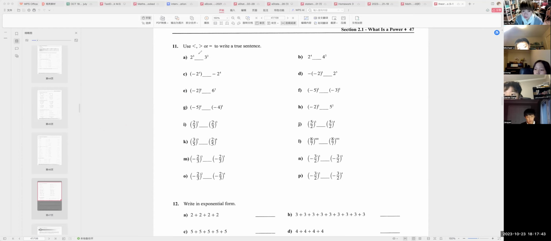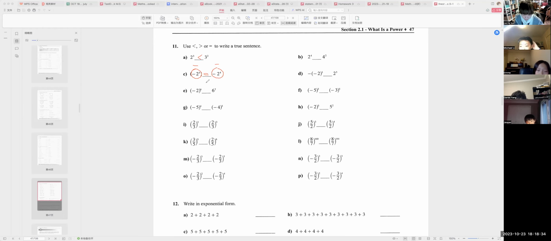Now, Daniel, can you tell me 2 to the power 3 and 3 to the power 4, which one's bigger? 3 to the power 4. Very good. Number 2, negative 2 to the power 4 and negative 2 to the power 4. Daniel, which one is bigger? Do we have to calculate it here? No, we don't have to calculate here, because these two are both negative numbers, and they're actually the same number. So all you need to do is equal them. Correct? Okay, number E.